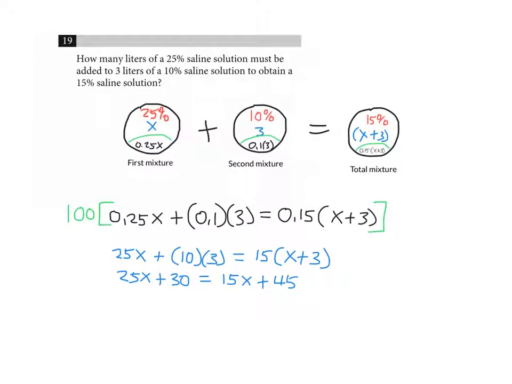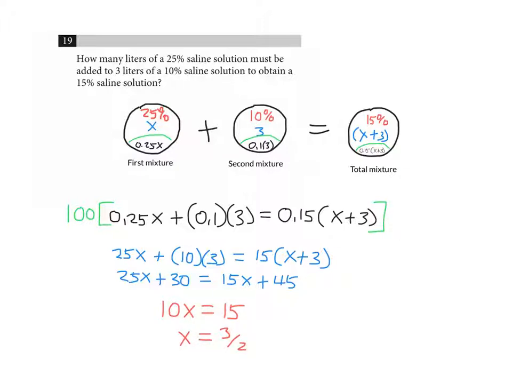Then, let's see, what do we got? Well, let's subtract 15x from both sides, and we'll subtract 30 from both sides. We'll just do that all at the same time. What that's going to result in is 10x equals 15. Dividing both sides by 10 gives me 15 over 10, aka 3 halves.